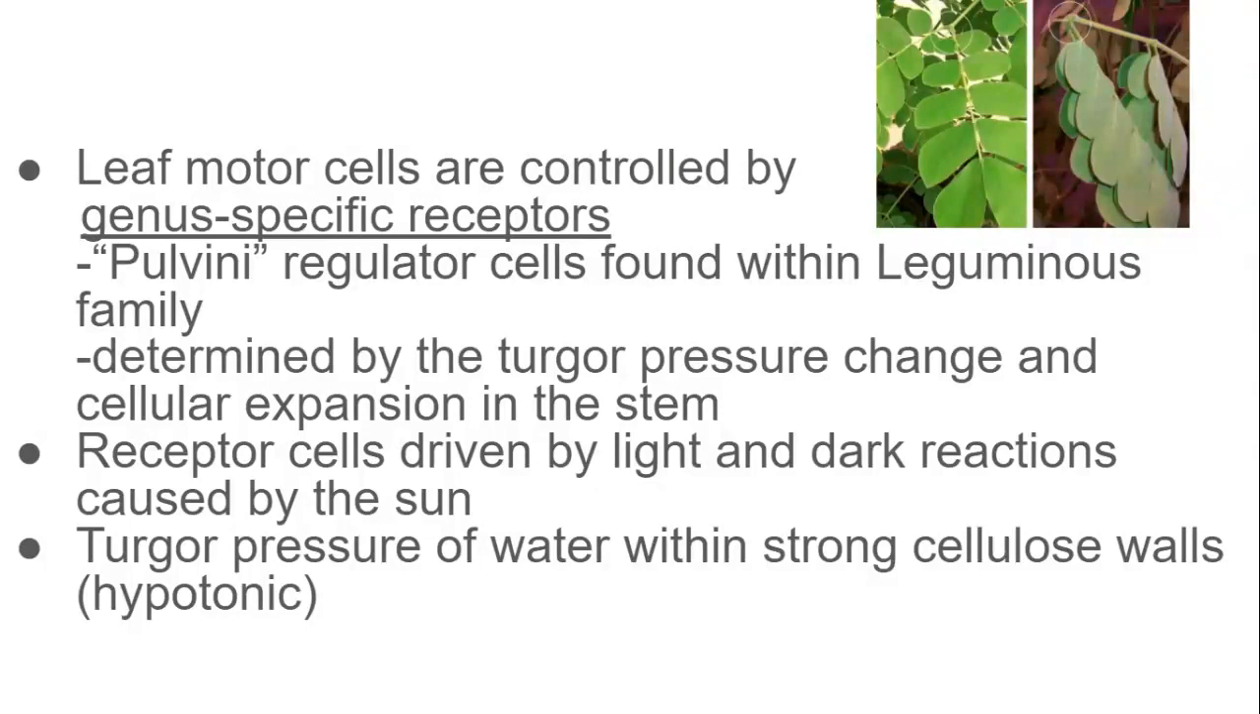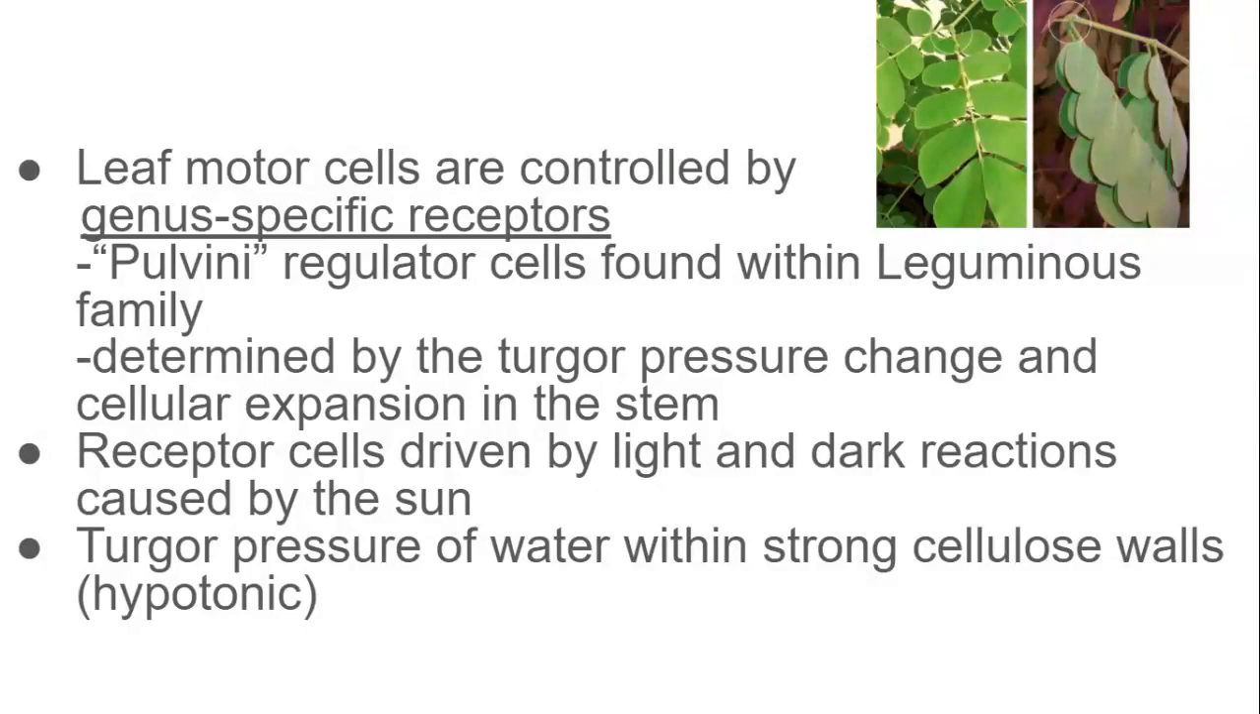On a cellular level, leaf motor cells are controlled by genus-specific receptors. Researchers can discover genus-specific receptors that drive leaf or thallus motor cells by labeling probes that bind to the specific gene of interest. In this case, the gene that drives motor cells leads to more questions of which proteins are responsible for turning the receptor genes on.